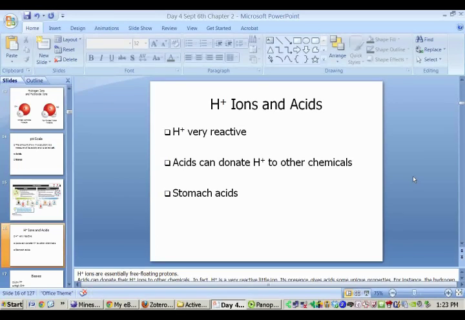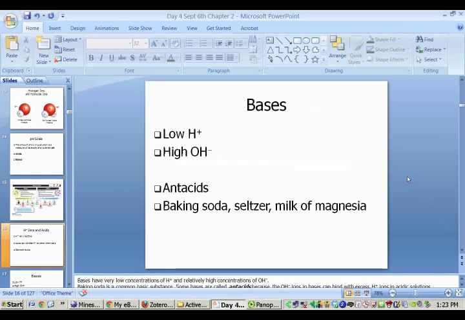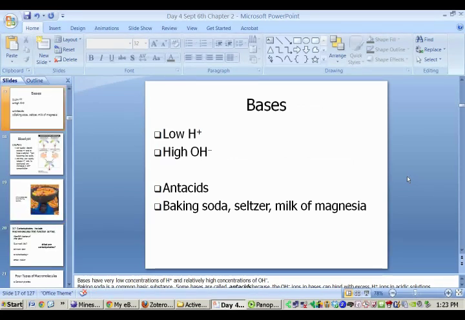H plus ions and acids, like we just looked at, they're very reactive. Acids donate H pluses to other chemicals, and one of the best examples in our human body is stomach acids. Then bases have a low amount of hydrogen ions and a high amount of hydroxide ions. These would be things that, like what we put into our body, would be antacids, like milk of magnesia, talking a little bit about your Tums, then things like baking soda and seltzer, so things that kind of balance everything out.